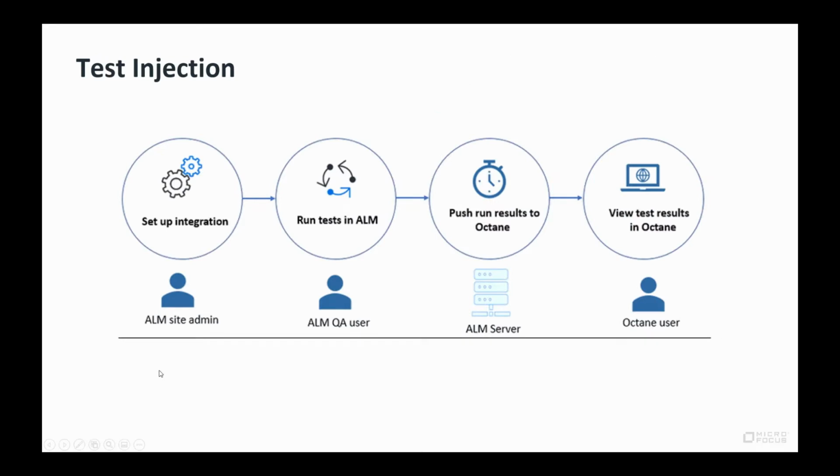For test injections, we will need to log into the site administration to do the setup first. Once the setup is done, at timely intervals, it will then sync tests executed by the QC user and push the result to Octane, and the user in Octane can then see the results of the tests executed in ALM.